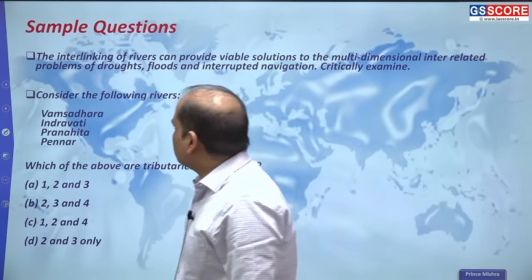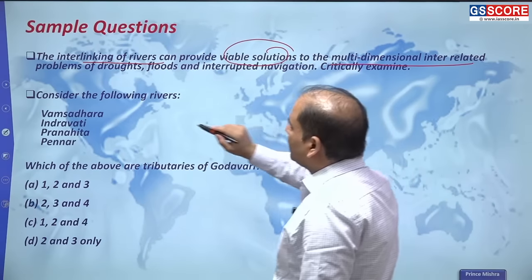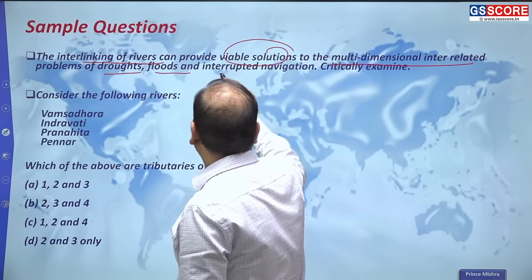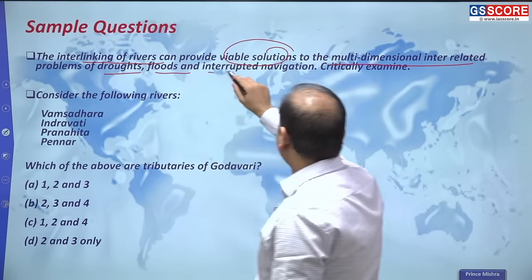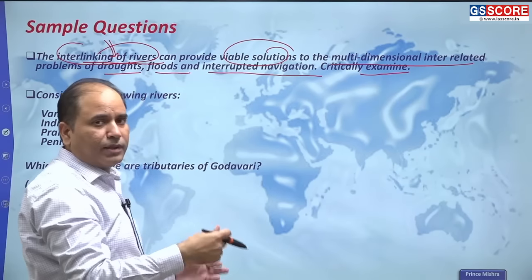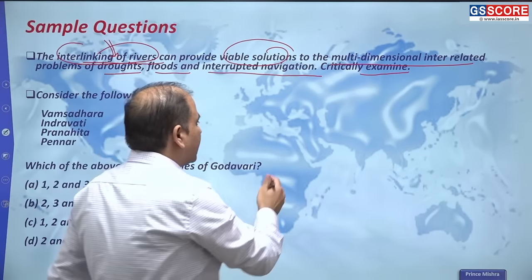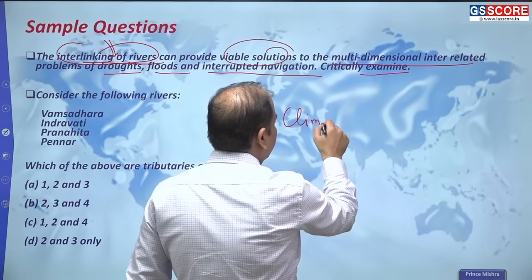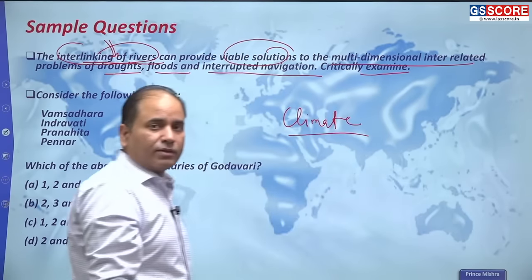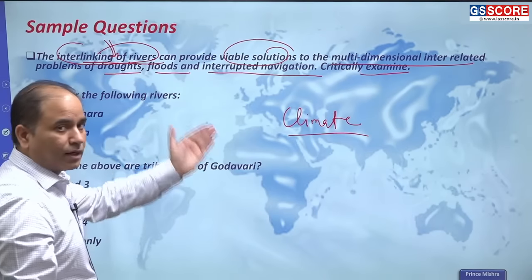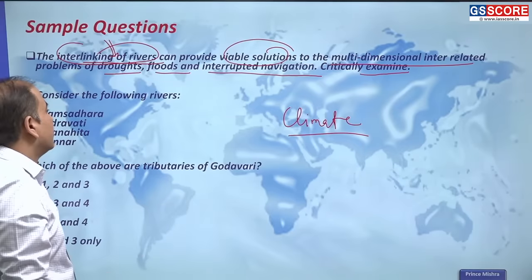The interlinking of rivers can provide viable solutions to the multidimensional interrelated problems of droughts, floods and interrupted navigation. Critically examine. So the question has mainly been framed in the backdrop of interlinking of rivers, but it is also covering some of the topics that are primarily part of climate, like floods and droughts.